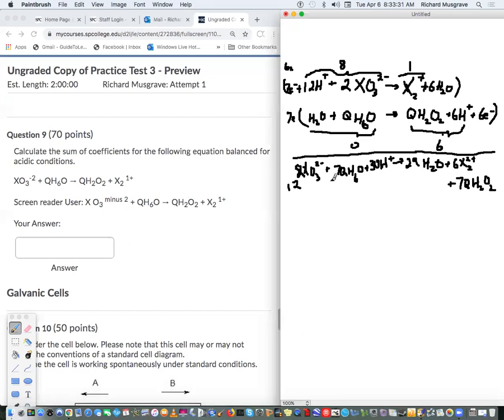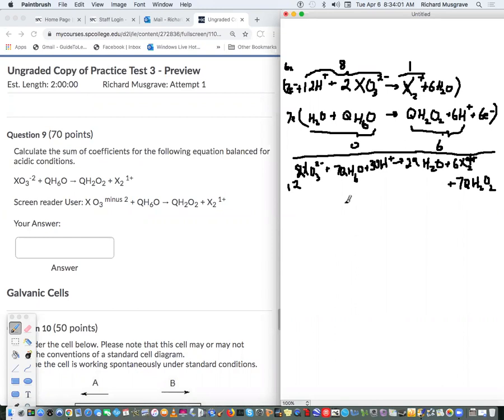The charges, we've got, let's see, that's XO3 2 minus, right? So that's 12 times -2, which is -24, plus 30, which is 6. And on the other side, we've got, I guess that's X2 1 plus, isn't it? Six times 1 plus, which is 6. So it is balancing. And then add that all together.